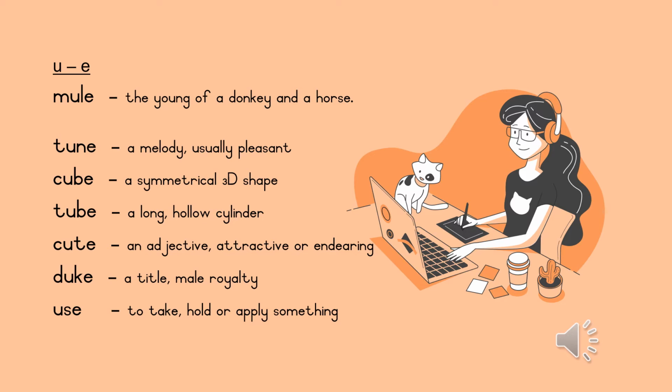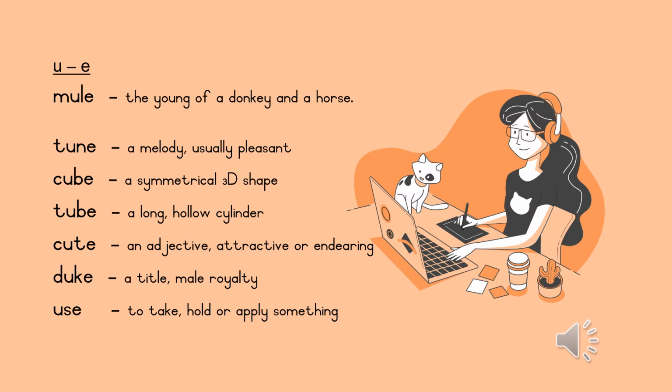The UE words: mule is the young of a donkey and a horse. A tune is a pleasant melody. A cube is a symmetrical three-dimensional shape. A dice is a cube. A tube is a long, hollow cylinder. It can be made of plastic, glass, rubber. You even get a tube inside a bicycle tire.